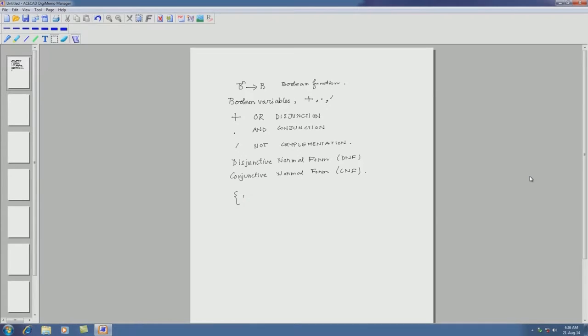At this point, we ask a question: can we represent a Boolean function by expressions consisting of something less than the Boolean variables and plus, dot and complementation? The answer is yes, and the first example is just the set consisting of plus and, I'm sorry, plus and complementation.